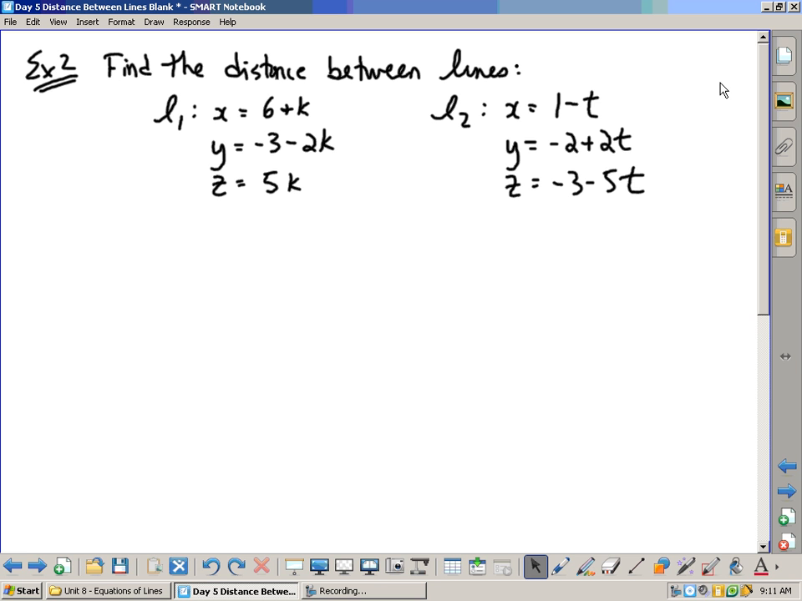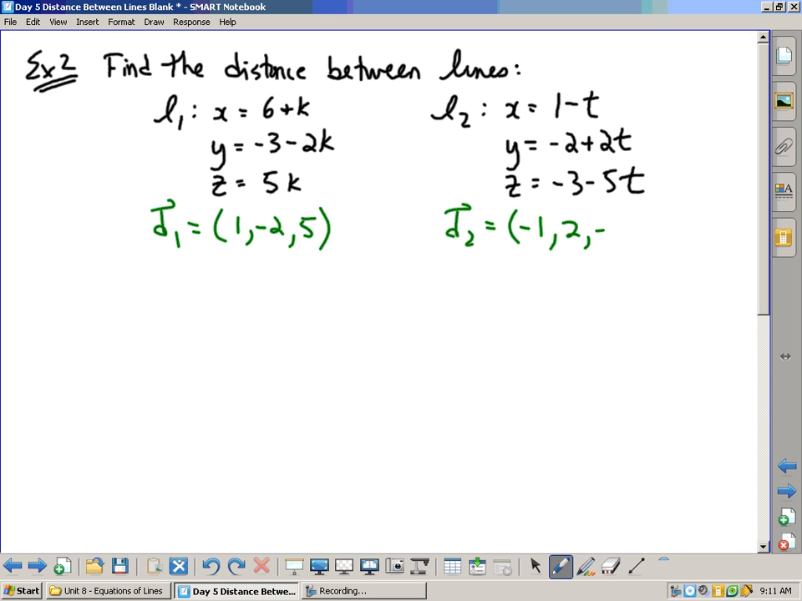So before you do that, the first thing you're going to do is just compare the direction vectors because you want to find out if they're parallel or not. So in this one, what's the direction vector for L1? Very nice. And D2, John? Good. So right away, are these parallel?